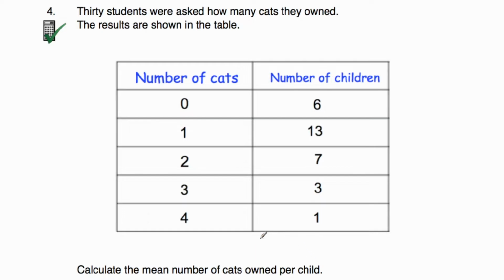So we need to work out the mean number of cats owned per child. In other words, the mean from this frequency table. So let's work out the total number of cats and then divide it by the number of children, and that will give us the mean. So let's add our FX column to work out the total number of cats to begin with.